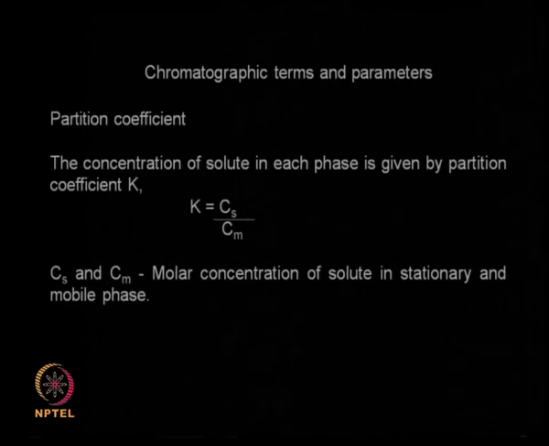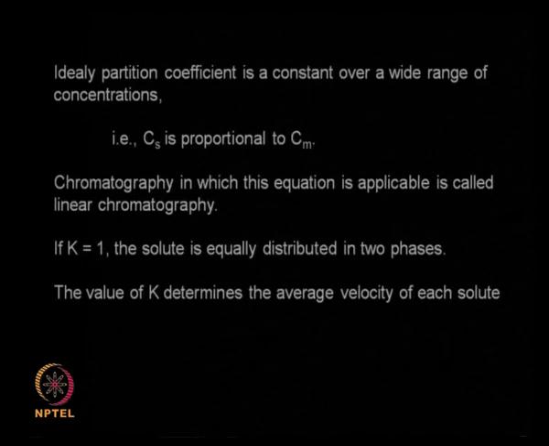So the important parameter that comes into the picture is the partition coefficient, that is the ratio of the concentration of the solute in each phase, K. So K is equal to Cs by Cm. Cs is the solute in the stationary phase and Cm is the solute in the mobile phase. So ideally you want very high partitioning, and you also want the partition coefficient to be constant over a wide range of concentrations.